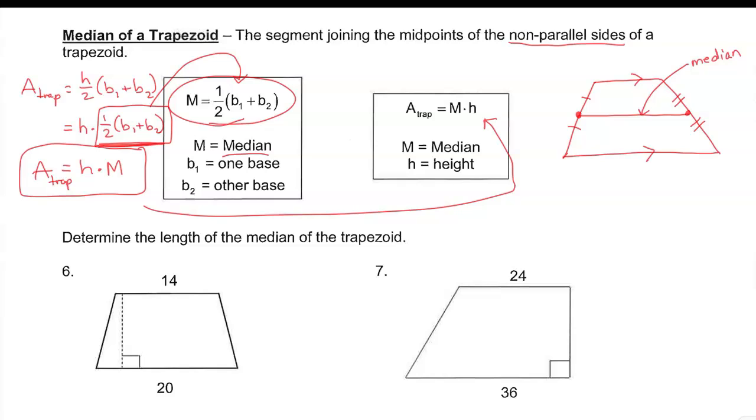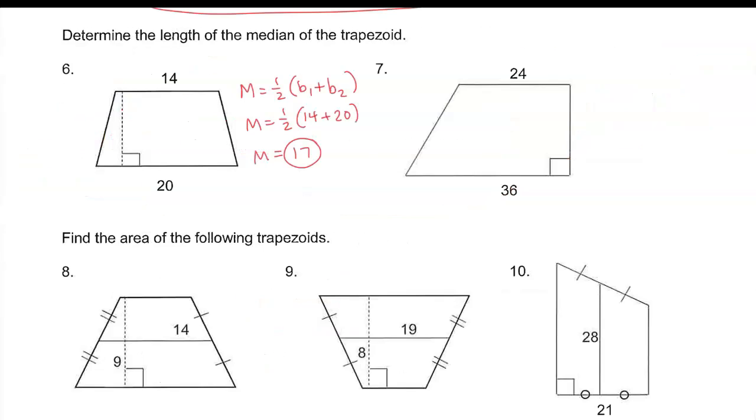Okay, let's try this. In number 6, we're going to find the length of the median of the trapezoid. The median is simply the average of the bases. So 1/2 base 1 plus base 2. And in this example, base 1 is 14 and base 2 is 20, which means that the median is 17. Pause the video and do number 7, and then turn it back on to see the answer.